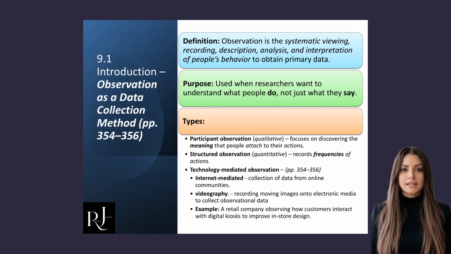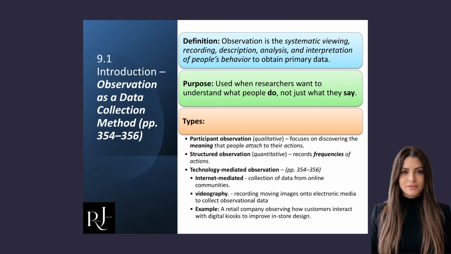Why do we do it? Because often there is a gap between what people say they do and what they actually do. For example, a person might say they always eat a healthy breakfast, but through observation we might find they often grab a donut on the way to work. While surveys and interviews tell us what people think or what they want us to think, observation shows us the reality of their actions.